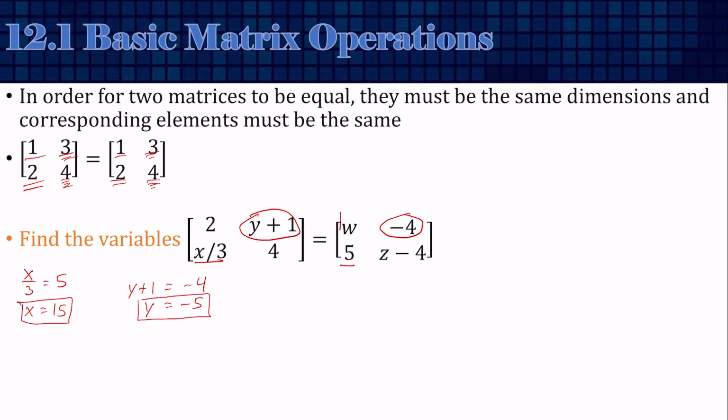The w is in the top left. It would equal the top left. So w is 2. And lastly, the z is the bottom right. And so it'll equal the bottom right. So z would be 8.